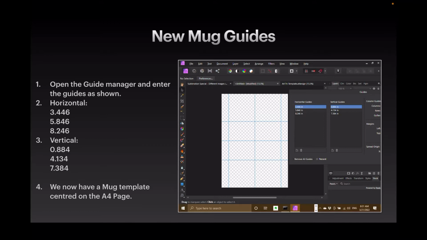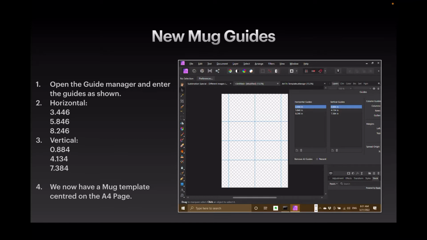Now the verticals, 0.884, another one at 4.134, and the final one at 7.384. Now that is the size of your mug, the printing area that you'll be using for the mug. So we now have a mug template centered on the A4 page.